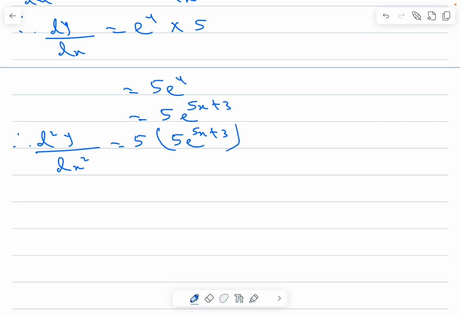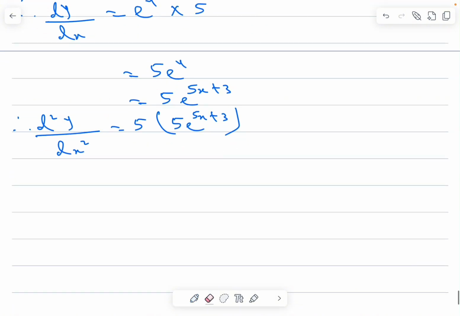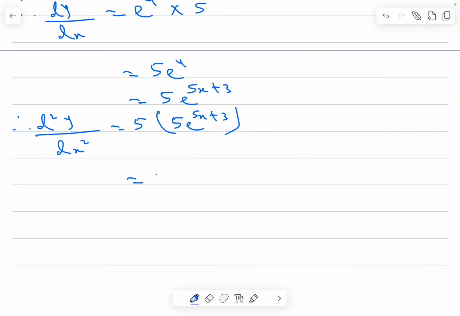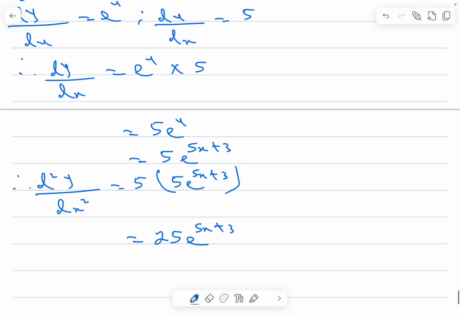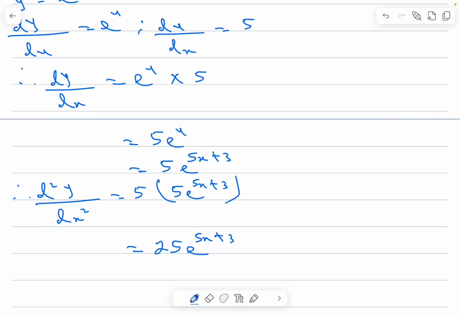I say that again: if I differentiate e raised to power 5x plus 3, I'm going to get 5 times e raised to power 5x plus 3. So d2y/dx² will be 5 multiplied by what I'll get if I differentiate e raised to power 5x plus 3, which is 5 times e raised to power 5x plus 3. And the final answer will now be 25 e raised to power 5x plus 3. And that's it, very, very simply.